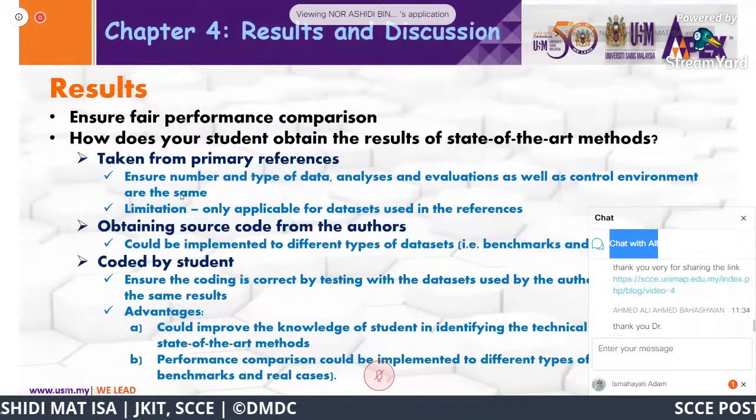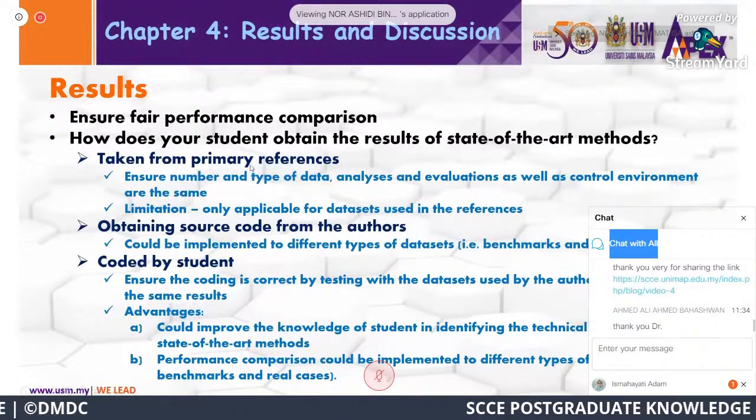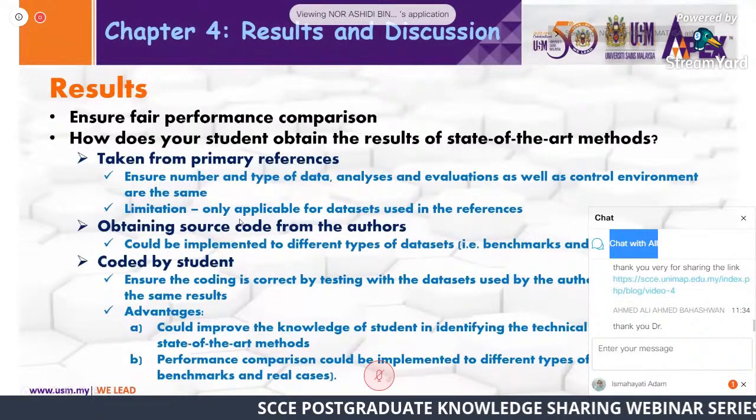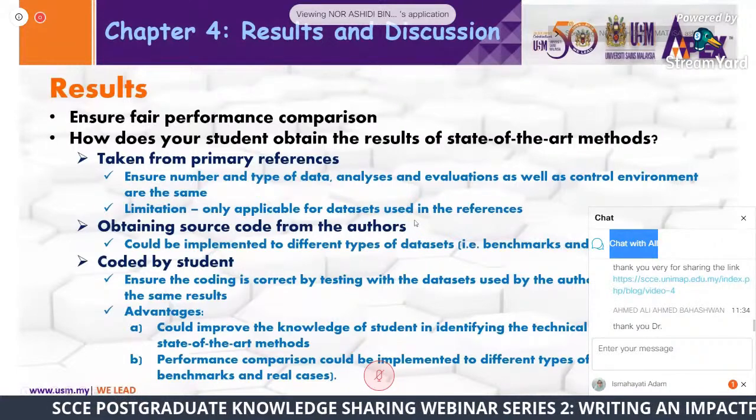But if you take it from the primary source, your limitation is that it is only applicable for the data set used in the references.